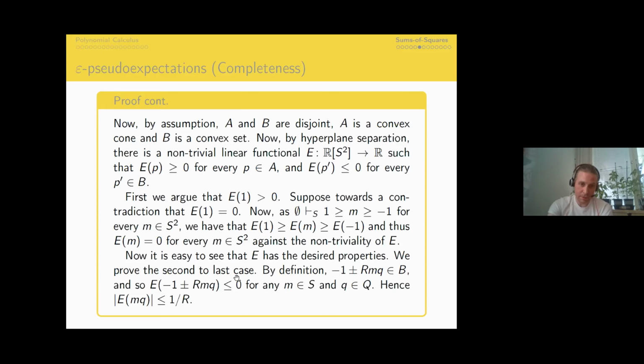And I would say now it's easy to see that this E has the desired properties. Most importantly, the property that it maps lifts of the axioms to within 1 over r of 0 follows because -1 plus minus this r times the axiom is in the set B, and so by assumption they get a non-positive value, and then by rearranging you get the appropriate value.